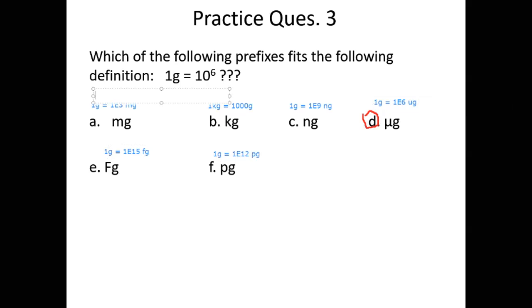Now you can write it differently as well. You can say, for example, 1 milligram is 1 e to the negative 3 grams. 1 gram is 1 e to the negative 3 kilograms. 1 nanogram is 1 e to the negative 9 grams. Both of them are acceptable. So what I'm saying is, you may see it written both ways. They're both acceptable ways to write the conversion factors.